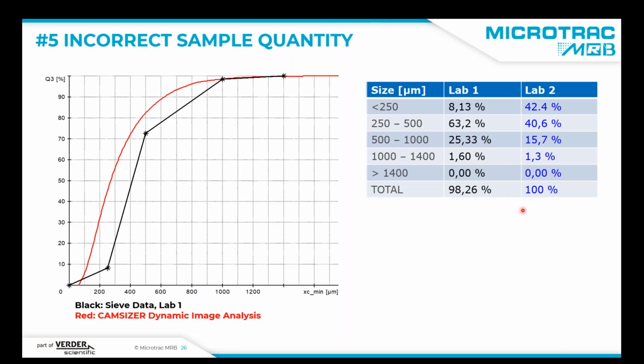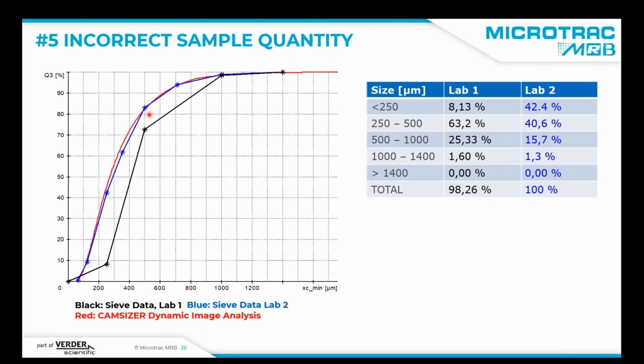So let's plot the result from laboratory 2 into this diagram. And this is how it looks. And now we get a very good correlation to the CAMSIZER. So what happened here in laboratory 1? These people have been lazy. They have done something that some people do if they don't want to do math. They always take 100 gram of sample in sieving, because then gram equals percent. But in this case, 100 grams has been way too much. So the sieve has been overloaded.